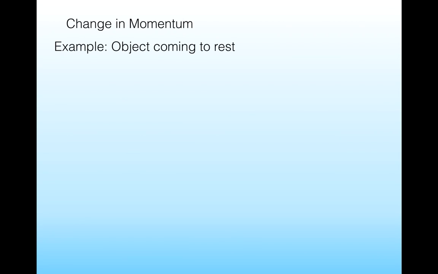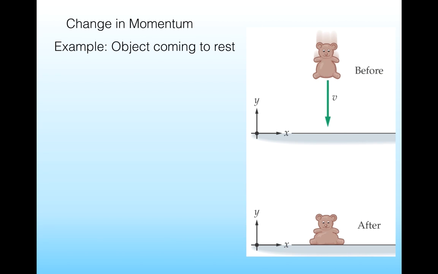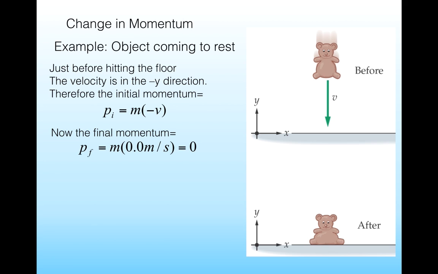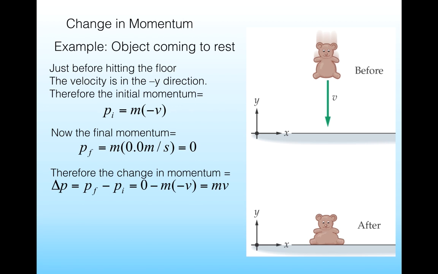First is an object coming to rest. So let's say you have a teddy bear, it's nice and squishy, it falls with a velocity v, and after it lands, it kind of squishes down. So just before hitting the floor, the velocity is in the minus y direction. Therefore, the initial momentum can be written as p equals negative mv, because the velocity is in the negative y direction. Now we have the final momentum. Afterwards, you again get p equals mv, but the velocity is 0, so the final momentum is 0. If we want to think about the change in momentum, we should take the final minus the initial, which is 0 minus negative mv, which gives you positive mv.